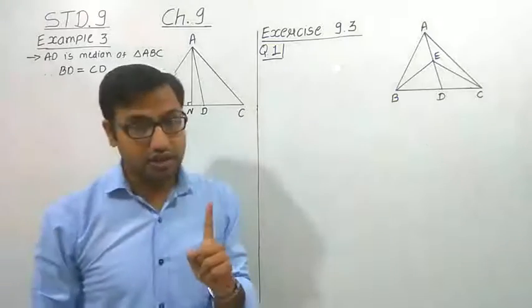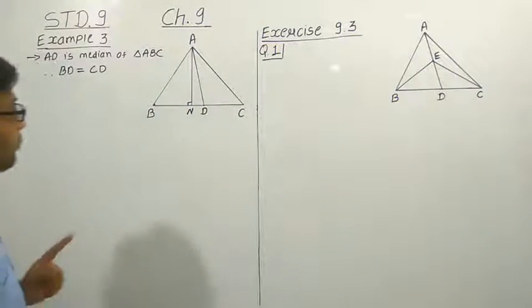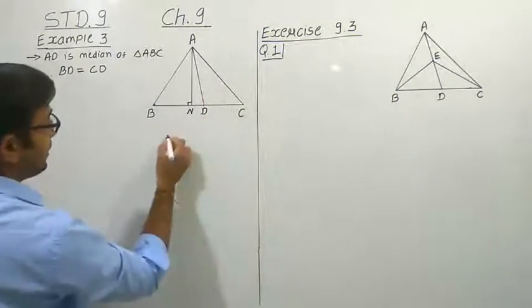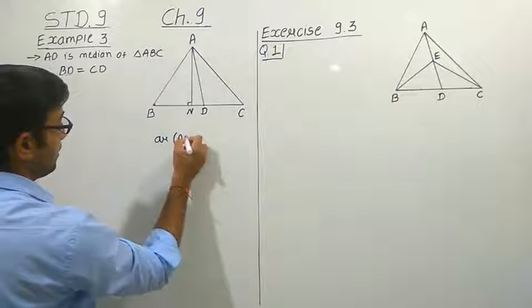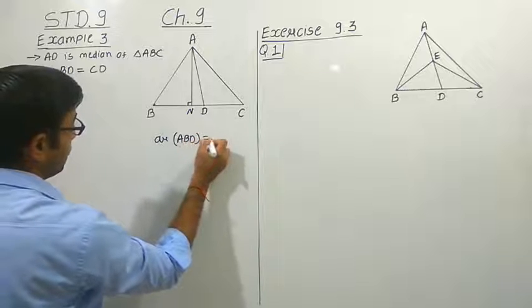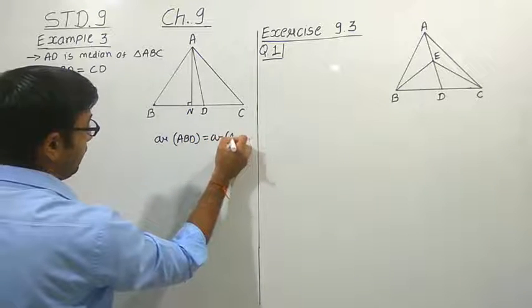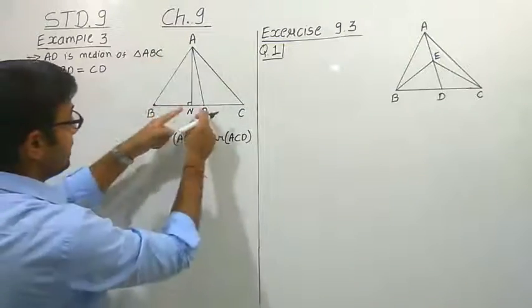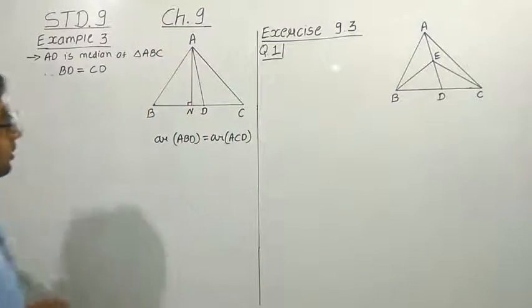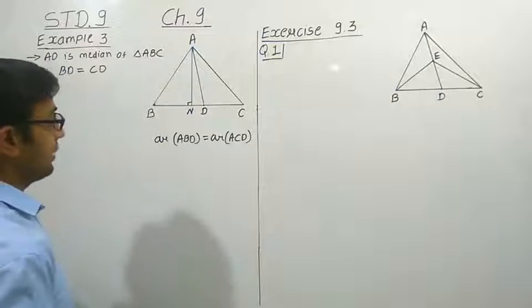So here the thing is, what do we have to prove? We have to prove that area of ABD is equal to area of ACD. That these two triangles ABD and ACD have equal areas, right?